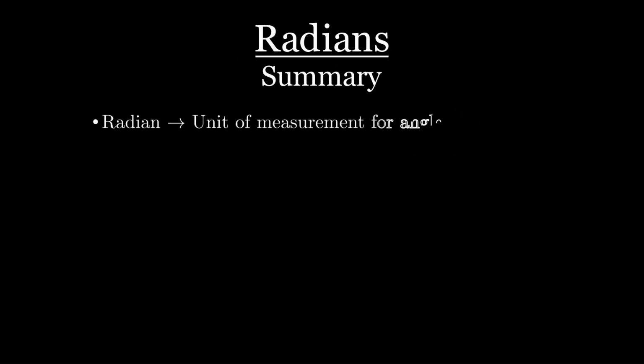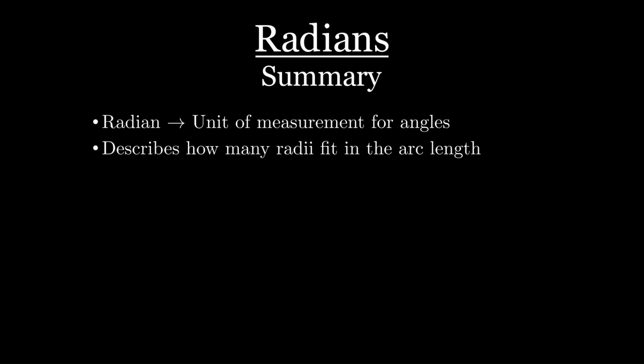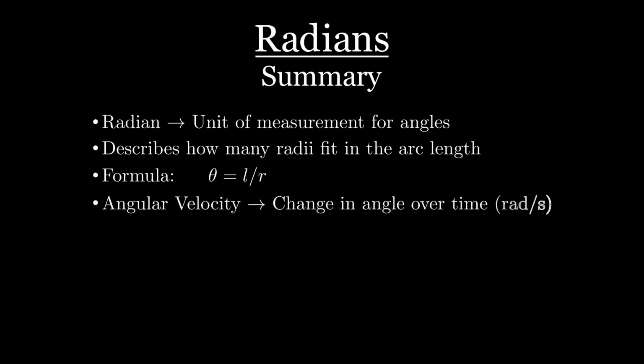So, to summarise, a radian is a unit of measurement for angles. A radian describes how many radii fit inside the arc length at a certain angle. The formula for an angle in radians is theta is equal to L over r. The angular velocity describes the change in angle over time and is measured in radians per second. The formula for angular velocity is omega is equal to v over r. And then we looked at a couple of worked examples.